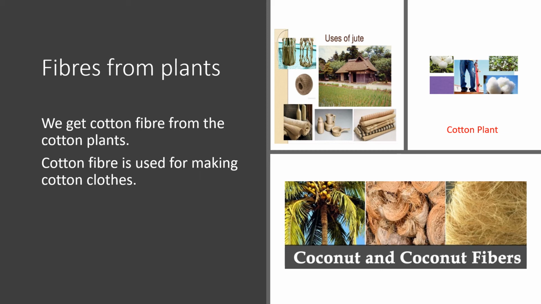Now let us read about the fibers we get from plants. Fibers are materials. So we get cotton fiber from the cotton plants. Cotton fiber is used to make cotton clothes. So I've told you about the other two fibers that we get from jute and coconut also. Do not forget.